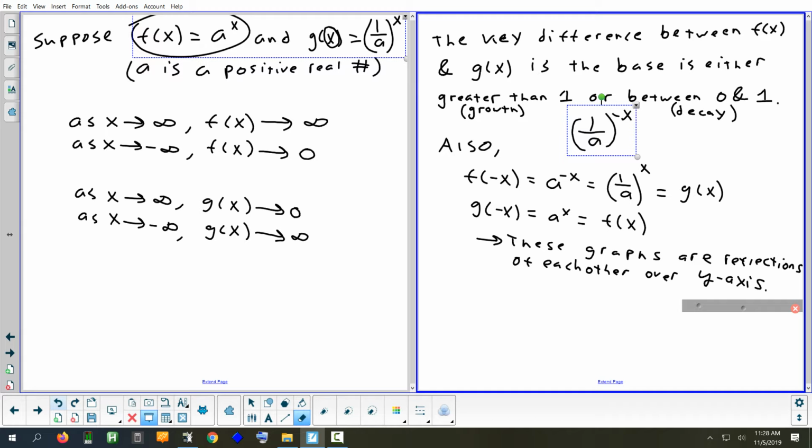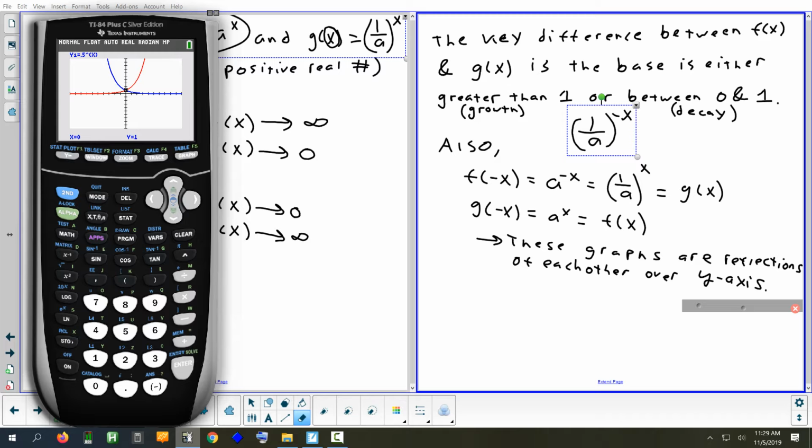So what that basically proves is that those are mirror images of each other. That's how you can prove graphs are mirror images. If you replace your variable with a negative and you get the other one, in both cases, then they are mirror images. So I kind of said they were mirror images, but that proves it.